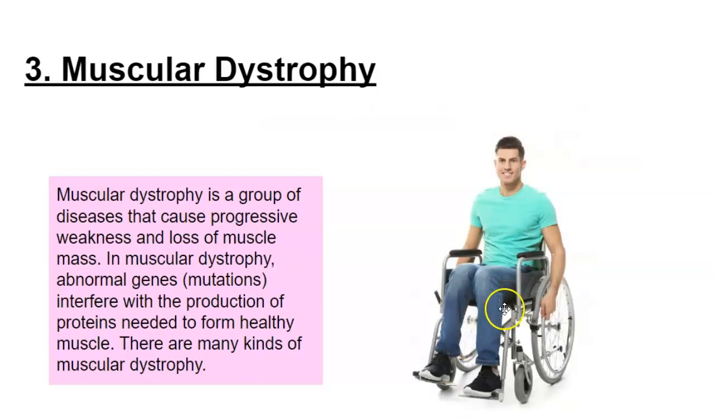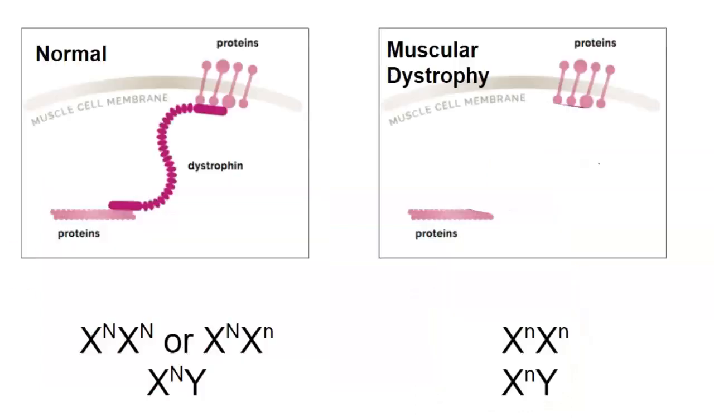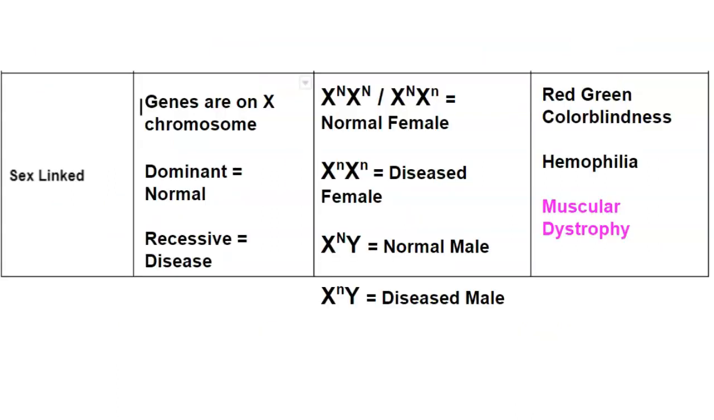All right, third one, muscular dystrophy. Basically, you get progressively weaker in your muscles. The mutations interfere with the production of proteins needed to form healthy muscle, so you're not able to form muscle very well, and as a result, your muscles get weaker and weaker. This is a simplified picture, but normally we would have this protein that connects here in our muscle cell. In muscular dystrophy, they're missing this protein, so their muscles don't work very well, and a lot of times they're wheelchair bound. So, muscular dystrophy.